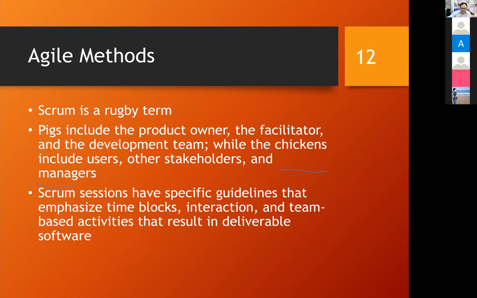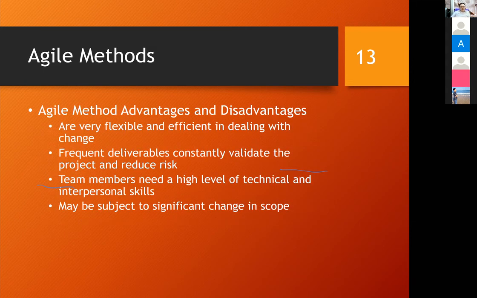The next thing is the pros and cons of Agile. Agile is very flexible and efficient in dealing with change, because we divide the people whose work is related to each other into the same group. Frequent deliverables constantly validate the project and reduce risk. Team members need a high level of technical and interpersonal skills because you have to discuss heavily among the teammates.